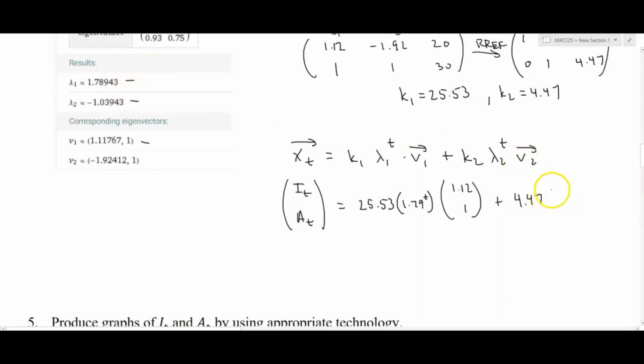So we've got to be careful here. We'll write negative 1.04, and that's all to the t power. We didn't really even need the parentheses for the positive value, but here with this negative, we just want to make sure it's negative 1.04 to the t, because that's our value of lambda. v2 is the vector here, which is negative 1.92, 1.